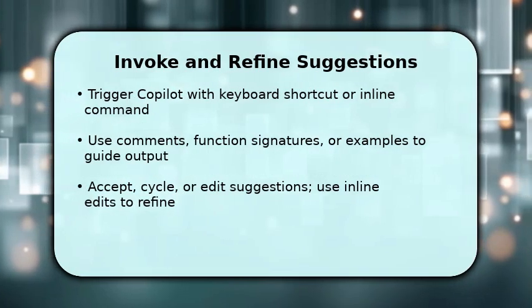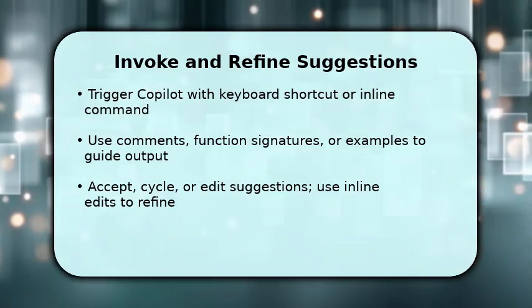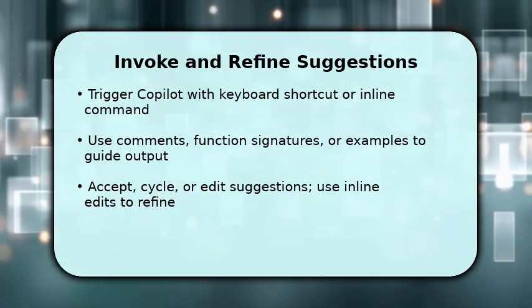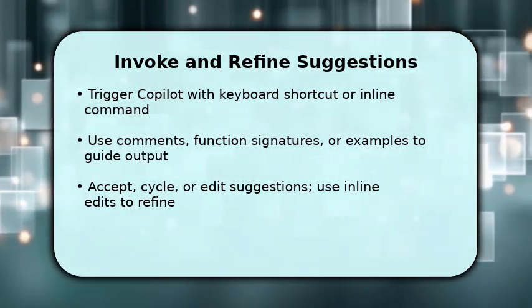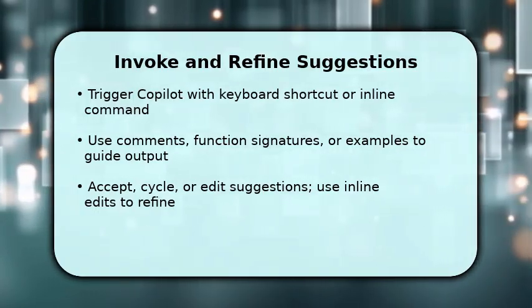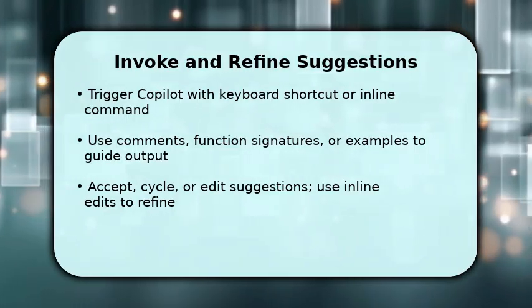Now invoke Copilot using the cursor shortcut or an inline prompt and watch suggestions appear. Provide a guiding comment or function signature to explain intent, because Copilot uses surrounding context to choose patterns. If the first suggestion is off, cycle alternatives or accept and edit inline. Small edits nudge future proposals.